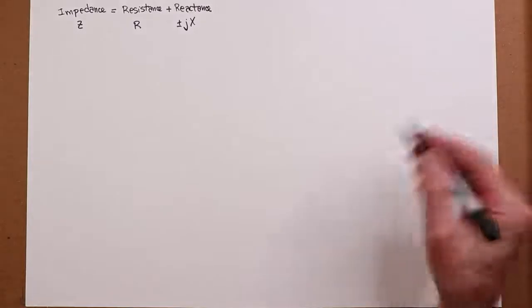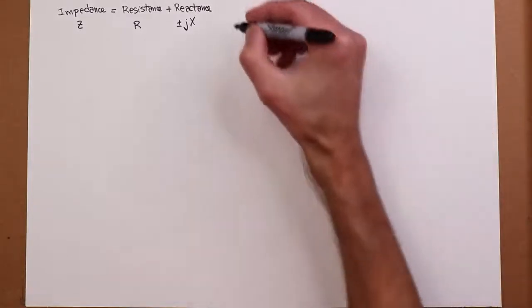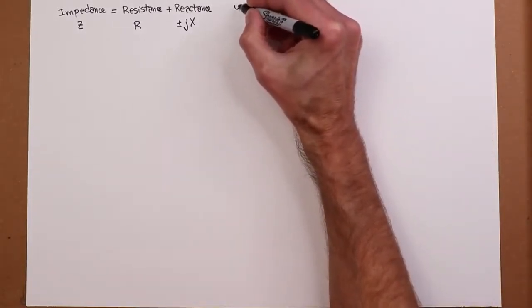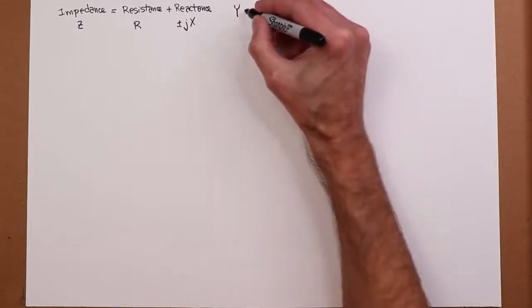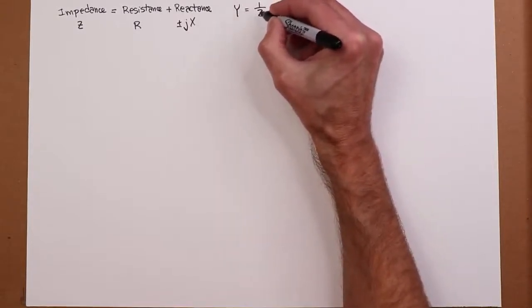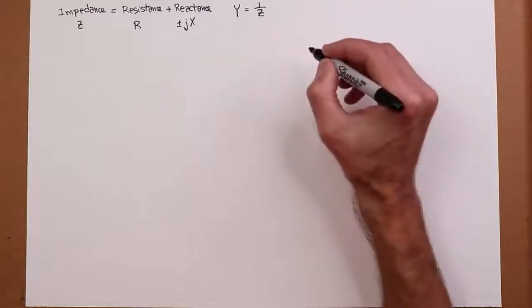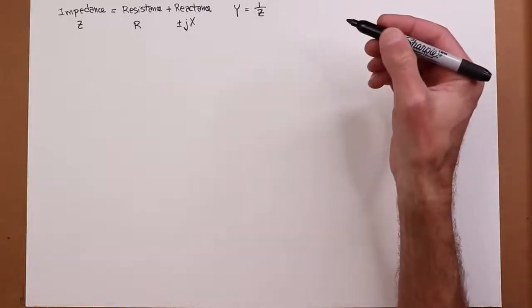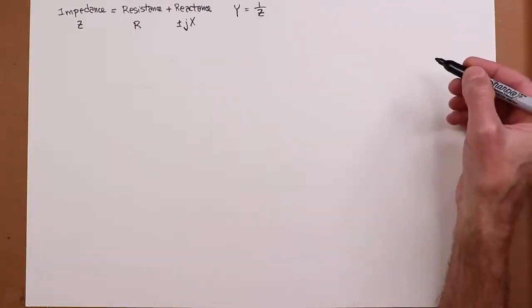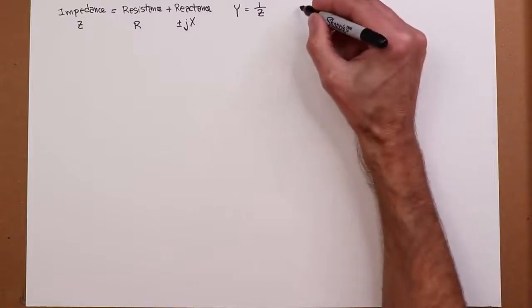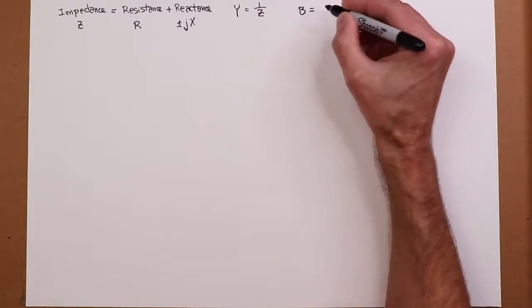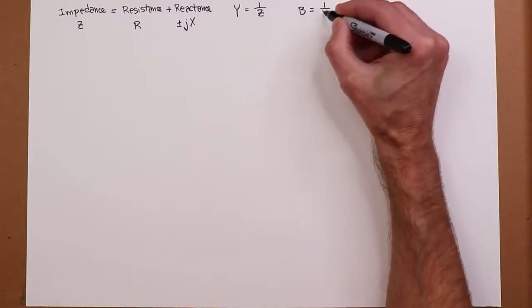Just to keep this complete, we also say that the admittance Y is equal to 1 over Z. That's called the admittance. We already know that G is equal to 1 over R, the conductance, and also B, the susceptance, is 1 over X.